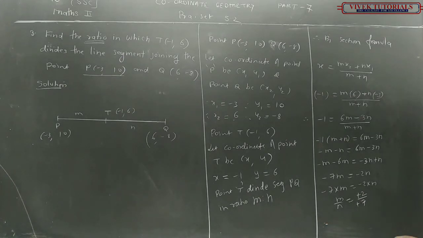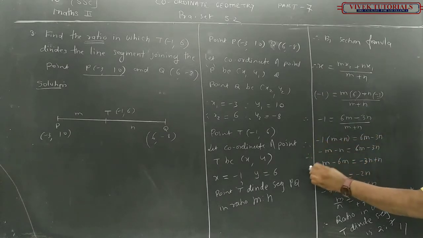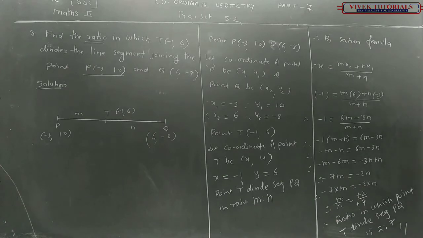So the ratio in which point T divides segment PQ is 2:7. Okay, got it now? No need to find out the value of y. There is no need to do y, from x we also get our answer. Okay, put the therefore sign properly and see once again how to do it.